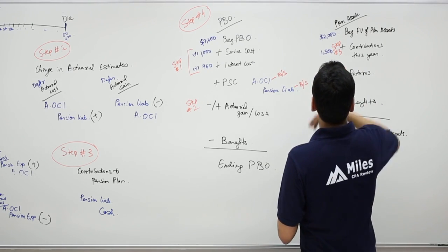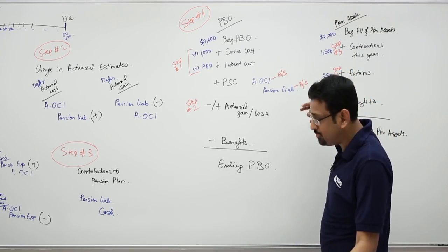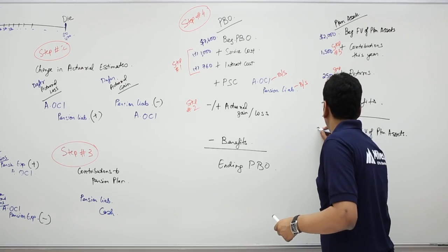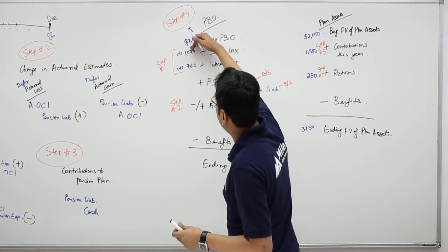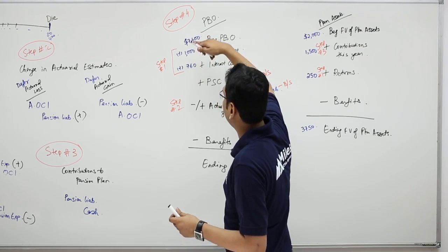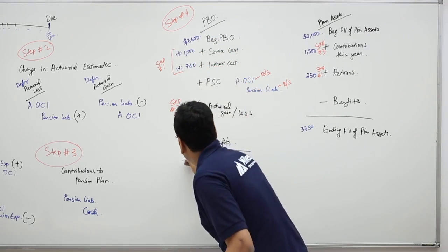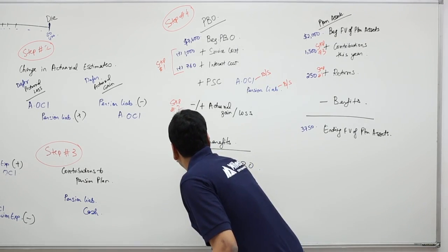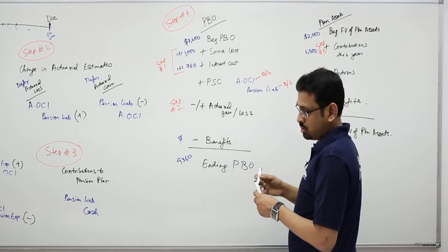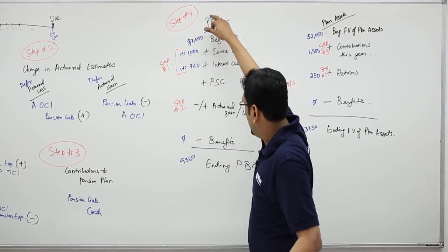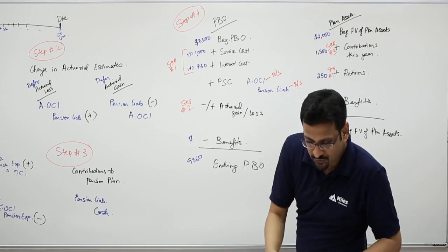So this is 2000 plus 1500, 3500, plus 250, 3750. This one is 7600 plus 1000, that's 8600, 9360. Assuming that benefits paid out during the year is 0, this is 0. So step 4, ending PBO 9360. Plan assets, let me call it step 5.